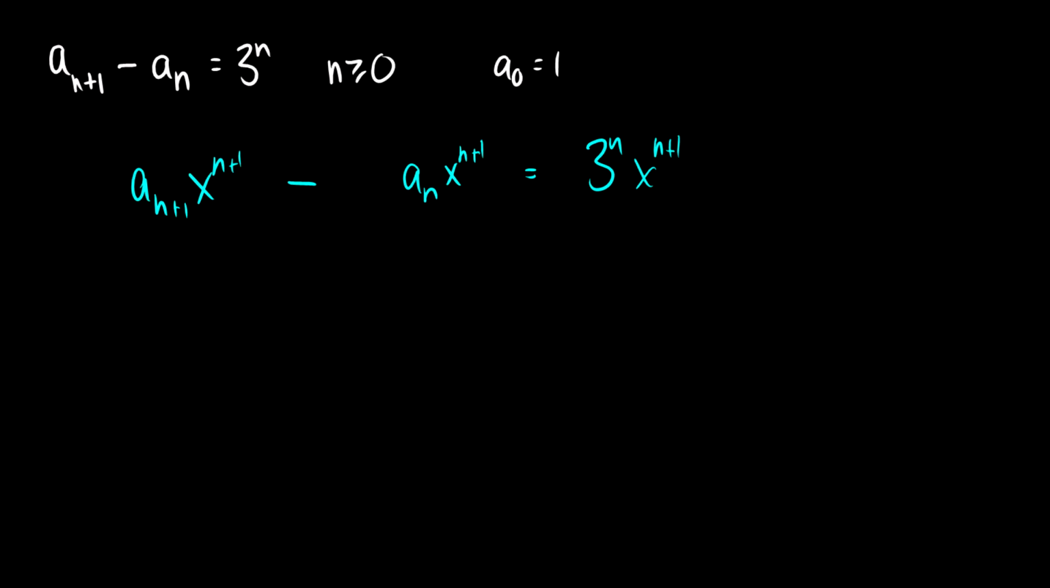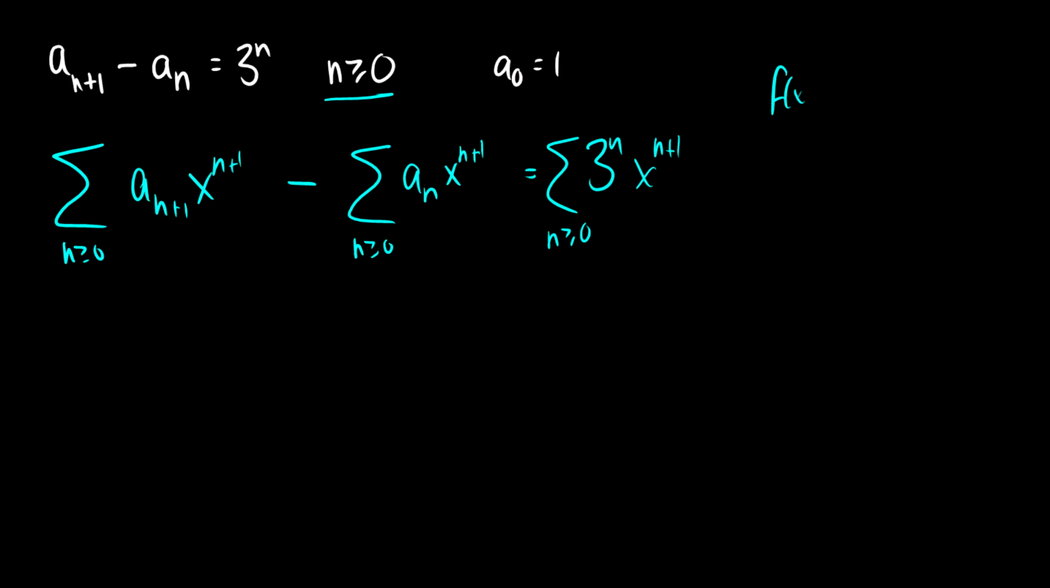Then what we'll do is sum it. We're going to sum each one, and we're just going to take our conditions that we have for n here and put them underneath all of these sums. Okay, that's good. And then we're always going to set our f(x) to equal the sum, as n is greater than 0, of a_n x^n.